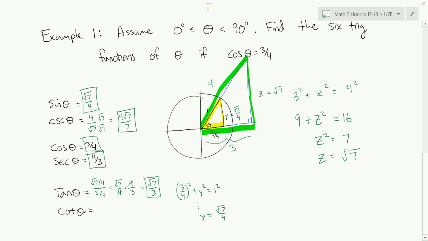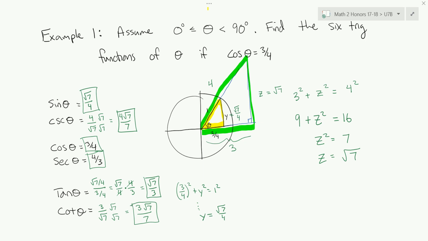And then the cotangent is the reciprocal of tangent. So if I flip that over, 3 over root 7, and then multiply top and bottom by root 7, you end up with 3 root 7 over 7. And now we've found all 6 trig functions of this angle. Do we even know what the angle is? No, we didn't need to. Okay, that's all right.